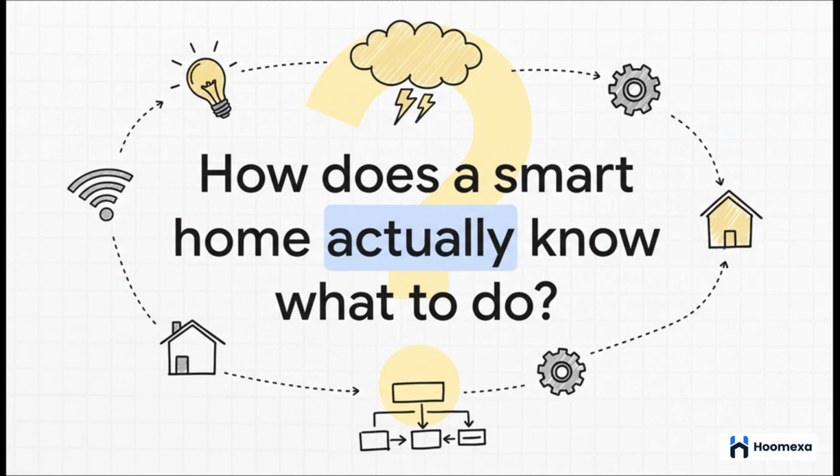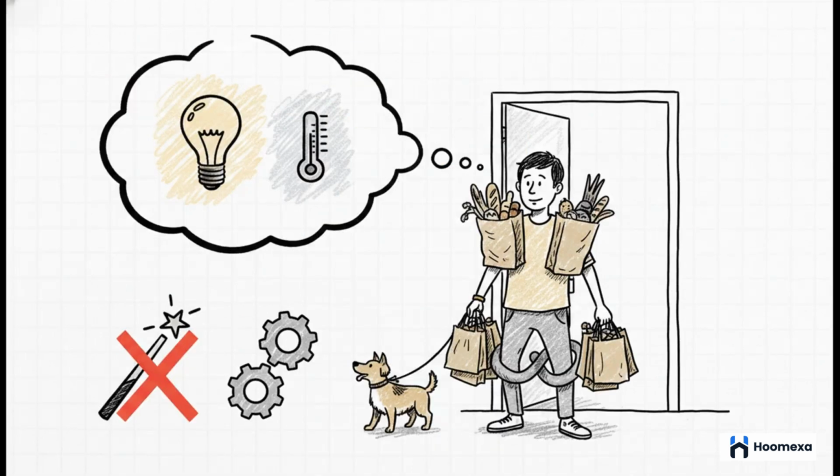It can feel pretty futuristic, but I promise, by the end of this, you'll see it's all based on some really simple, powerful logic. Just picture this. You walk in the door, your arms are totally full of groceries, and just like that, the lights turn on, the temperature adjusts, and the door locks itself behind you. We've all been there, wishing the house would just help out. Well, that seamless experience, that's not magic. It's just a well-designed automation built on pure logic.